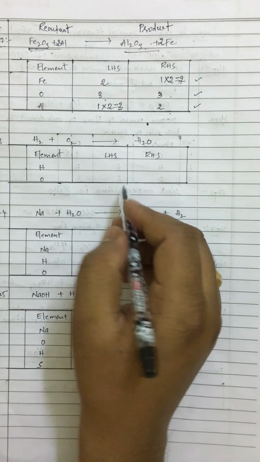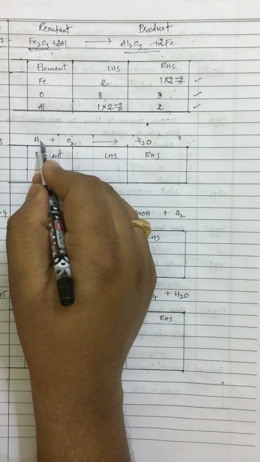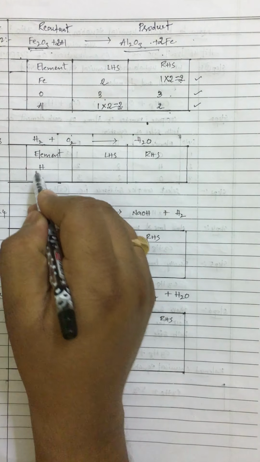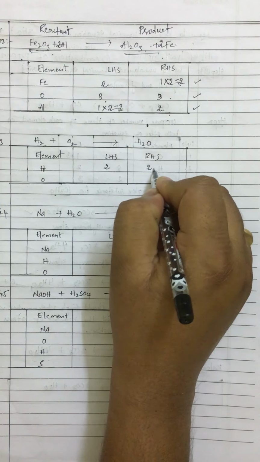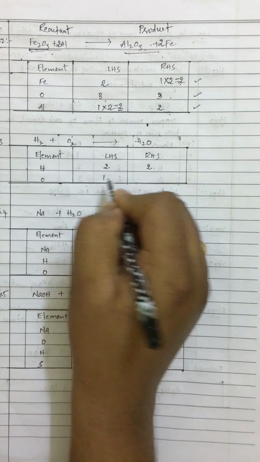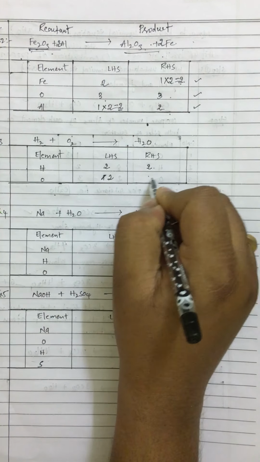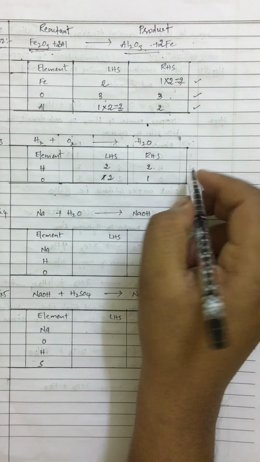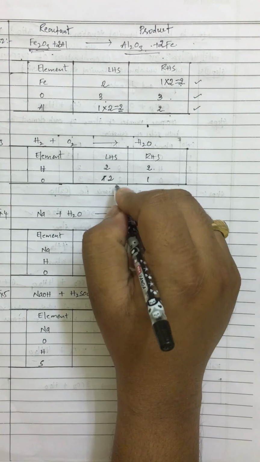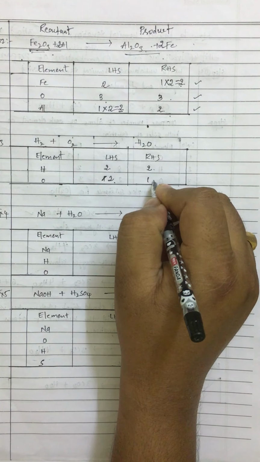Now the next one: H2 plus O2 gives rise to H2O. Elements are hydrogen and oxygen. So hydrogen on the left hand side is 2, on the right hand side is 2. Oxygen on the left hand side is 2, on the right hand side is 1. So hydrogens are already balanced. Let us balance oxygen first. How many oxygens are on the left hand side? 2. On the right hand side of the equation, 1.